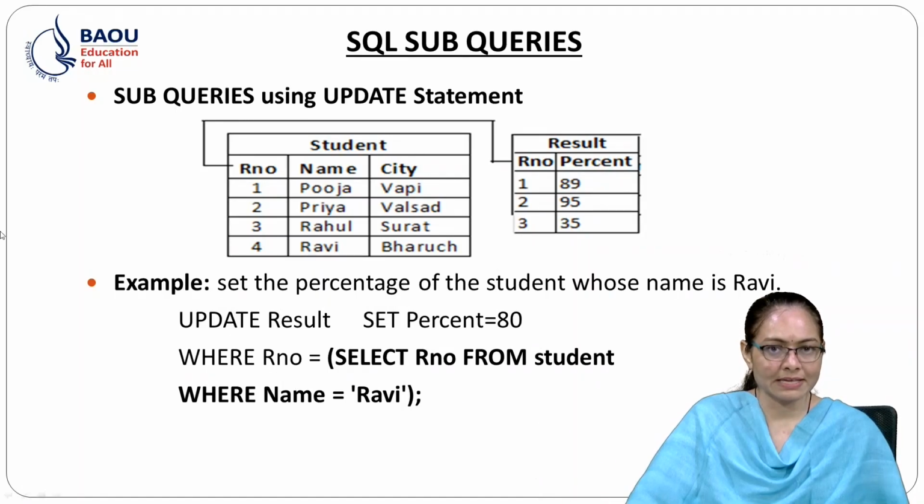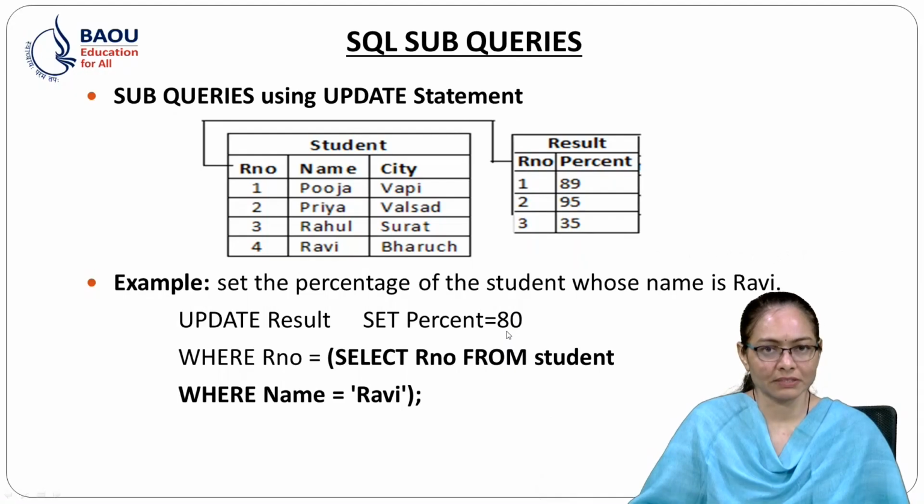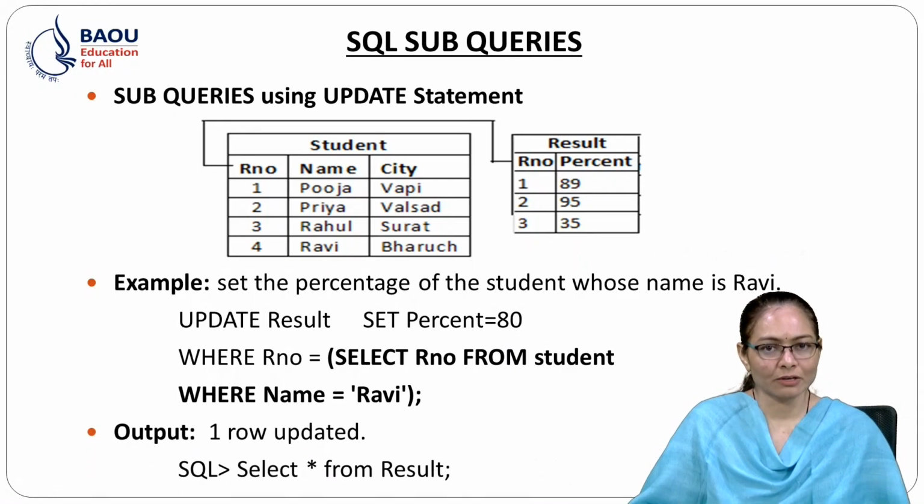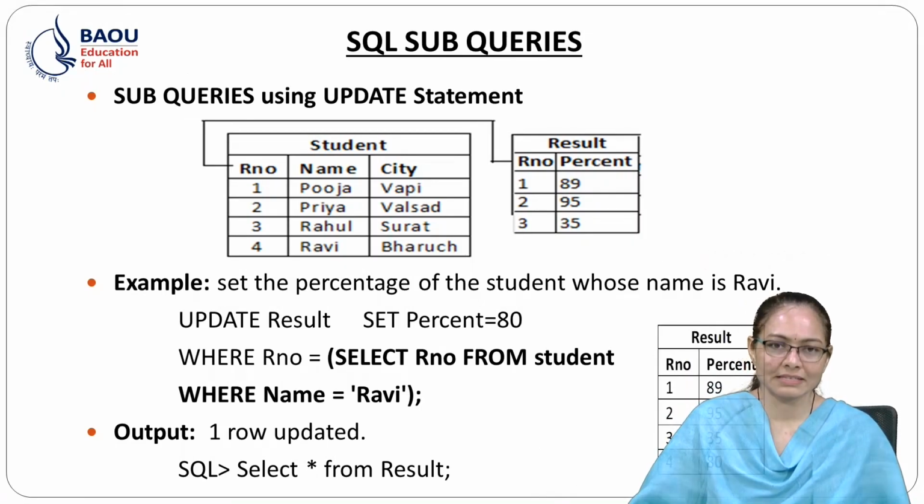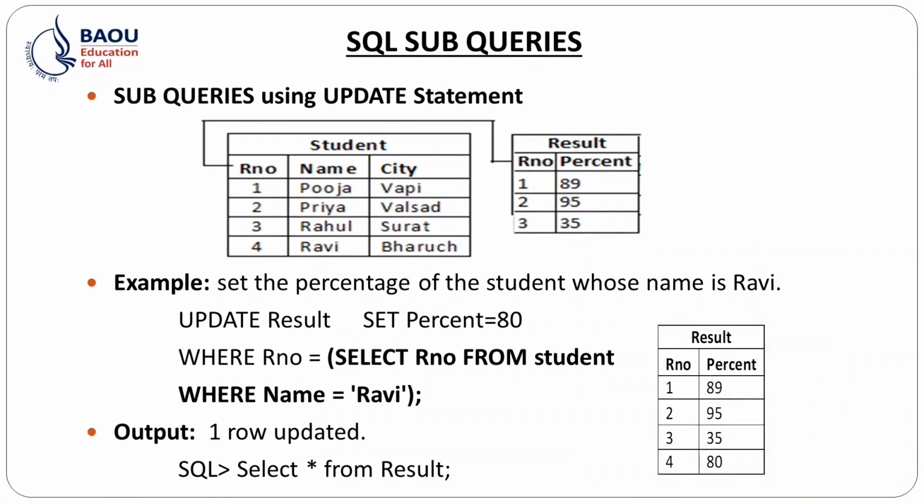The inner query is executed first and after that the outer query is executed. Here it selects the roll number whose name is Ravi. After that this roll number is matched with the roll number in the result table, and then the percentage of Ravi is set. The output is one row updated, and if we see the result table in the figure, the student named Ravi has roll number 4, and in the output of the result table roll number 4 has 80 percentage.